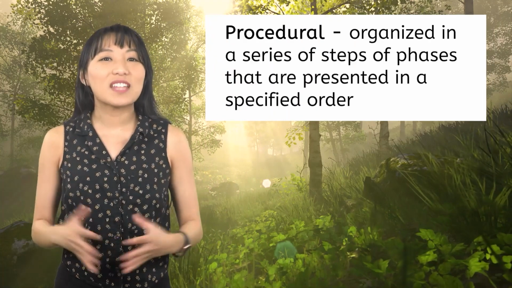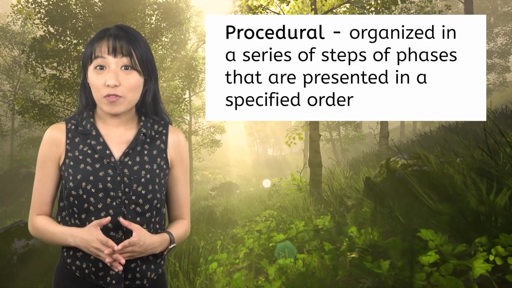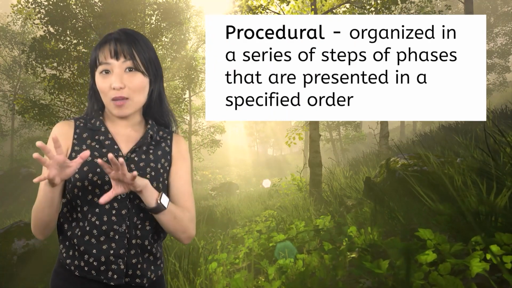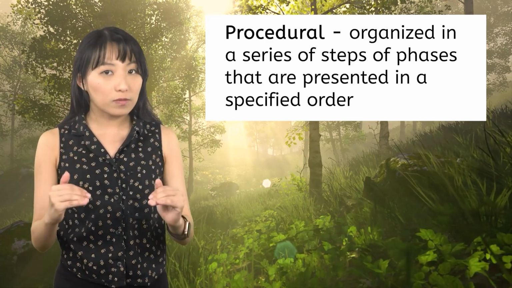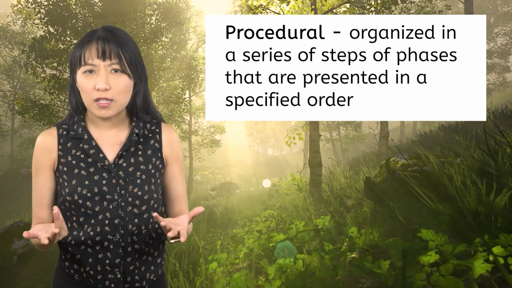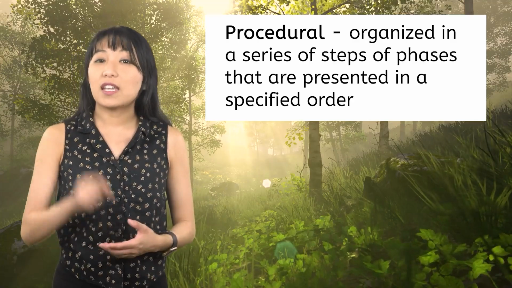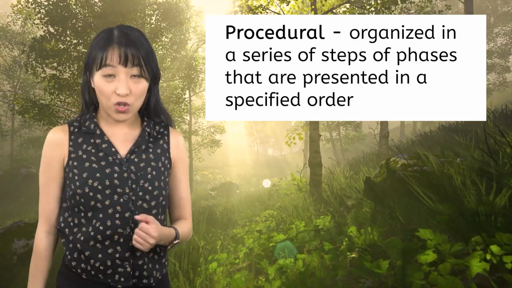So we know which kind of structure we're building. What's the next step? I should probably put together specific steps for me to build this shelter. Aha! No doubt the best option in this circumstance would be a procedural text structure. This type of text is organized in a series of steps or phases that are presented in a specified order. It's like a recipe, and it's always presented in a chronological order.